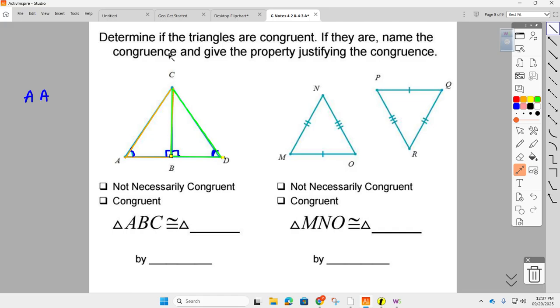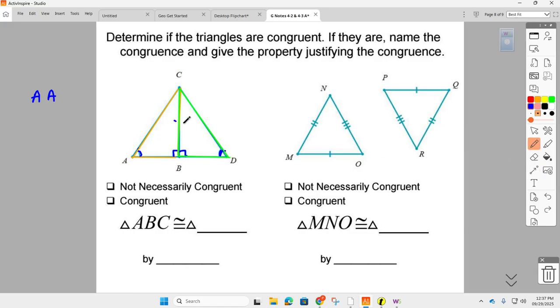That one segment is part of both triangles, right? That side has to be congruent in both triangles. So we're going to mark that congruent. If triangles share sides, then that side is congruent. If it was 8 inches in this triangle, it's got to be 8 inches long in that triangle. Does that make sense? So now we have two angles and a side.